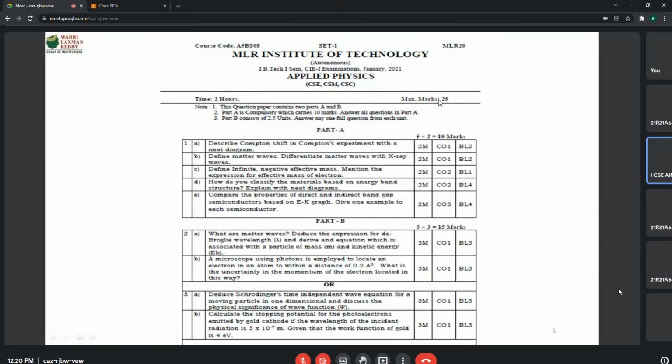This is for 25 marks, a descriptive exam. Mid exams are all descriptive only. Descriptive means for a given question you write the answers on paper, not objective. So this carries 25 marks. Any theory subject you take, the mid exam carries 25 marks. This is for 2 hours.